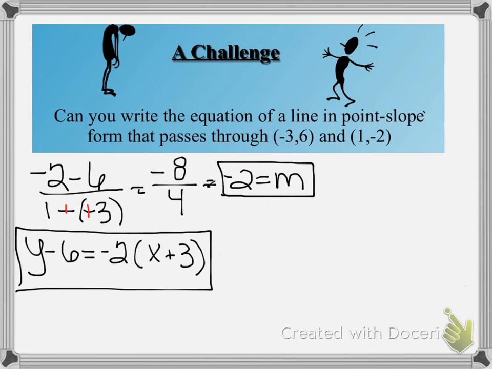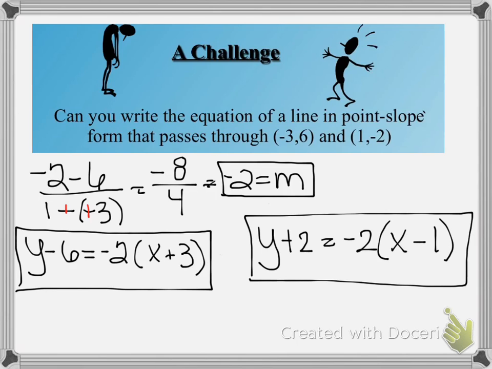Okay? If you picked negative 1, 2, then you're going to have y plus 2 equals negative 2 times x minus 1. Either one of those is correct. I will take either one, and I do not expect you to find both. You can if you want, but you don't have to.